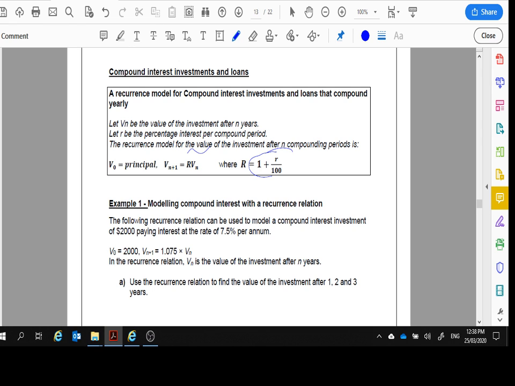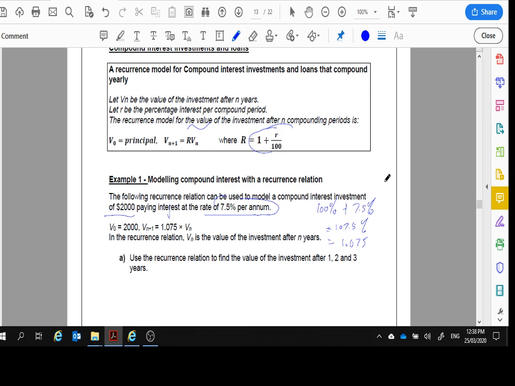So example 1 says, the following recurrence relation can be used to model compound interest investment of $2,000. There's our V of 0. Paying interest at the rate of 7.5% per annum. So how did they get this one over here, 1.075? Well, the original amount of $2,000 is worth 100%. Then they're getting charged 7.5% per annum interest. So this altogether is 107.5%. And as a decimal, that is written as 1.075, because remember we divide by 100. So that's how we get that.